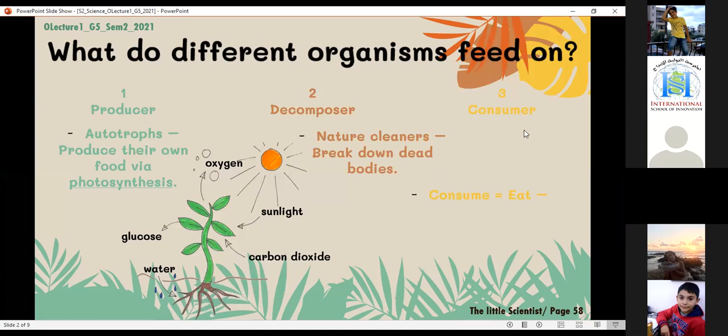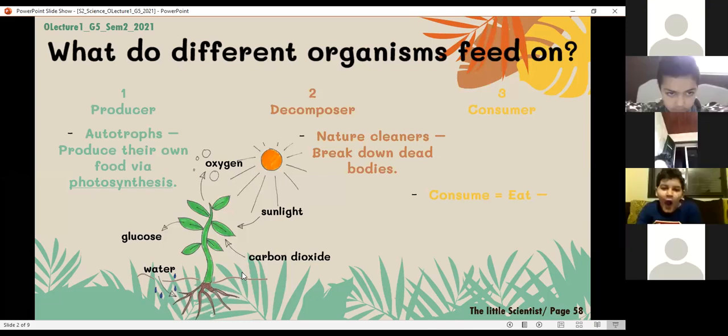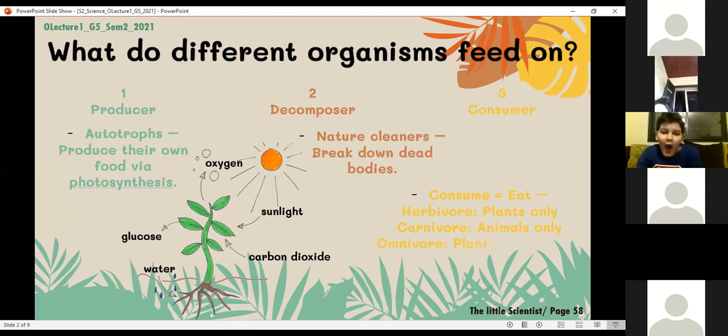Animals that feed on plants only are called what? Herbivores. Perfect. This is the first one. What is the second one? Animals that feed on animals only. Carnivores. Perfect. And the third group of consumers, what is it? Omnivorous animals. Good job. And don't forget that herbivorous animals are also classified into 5 classes.